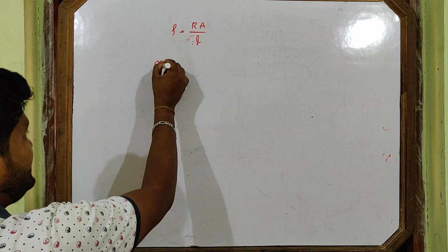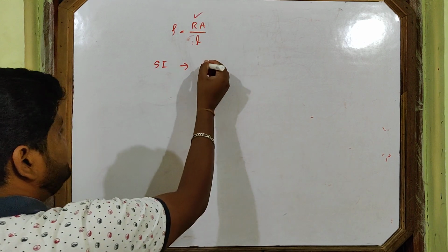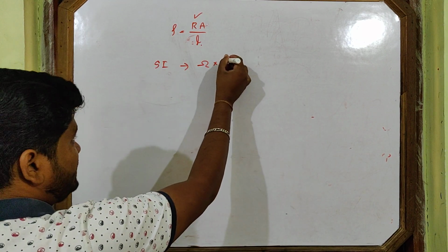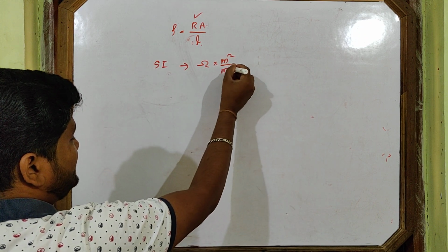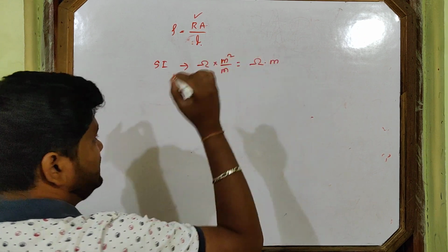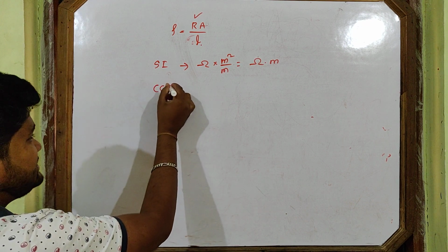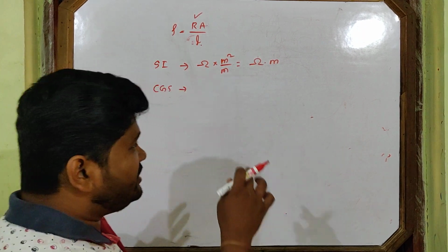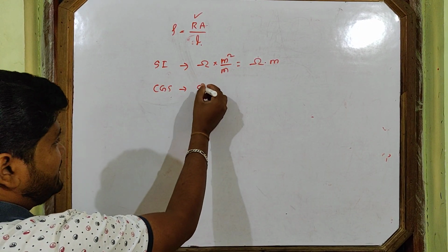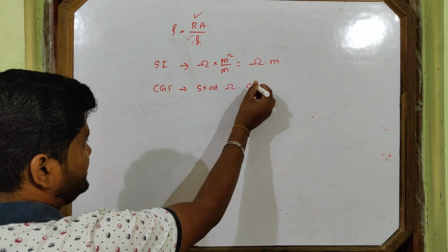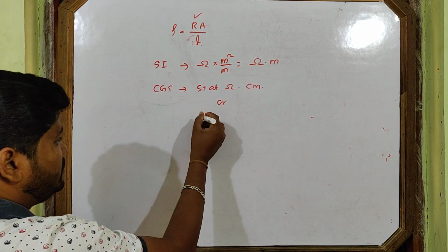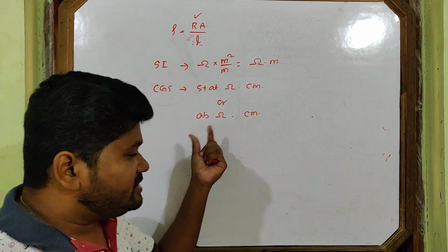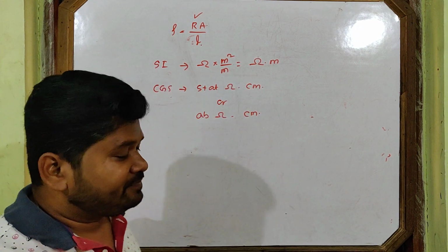So what is its SI unit? You see, this is ohm, this is meter square by meter. A is a meter square, L is meter, so it becomes ohm into meter. Then the CGS unit is, similarly, you can write ohm into centimeter. This is the CGS unit of resistivity.